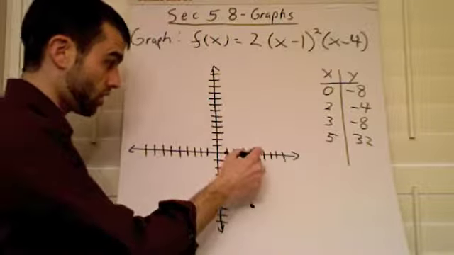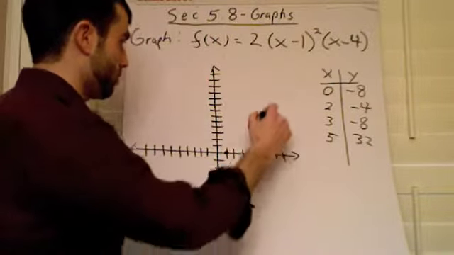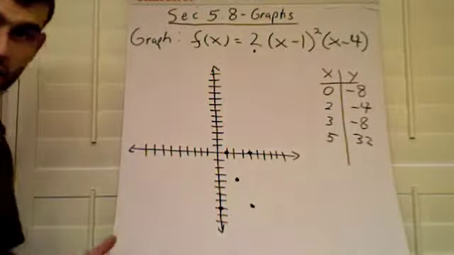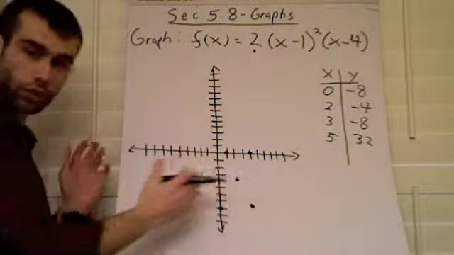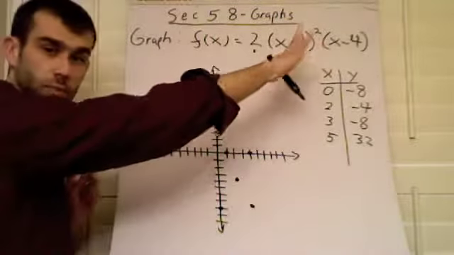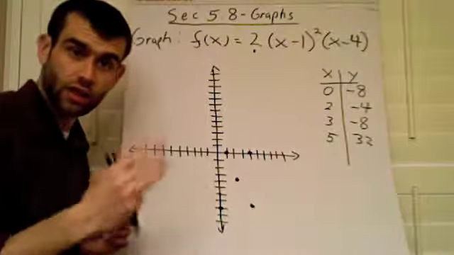Then 4, 0, and then 5, 32. I'm just going to put this way up here. Okay? Now, what does this thing look like? Got some points here. We're going to go from left to right. Notice, this is a 3rd degree polynomial. 3rd degree. That means it's odd.